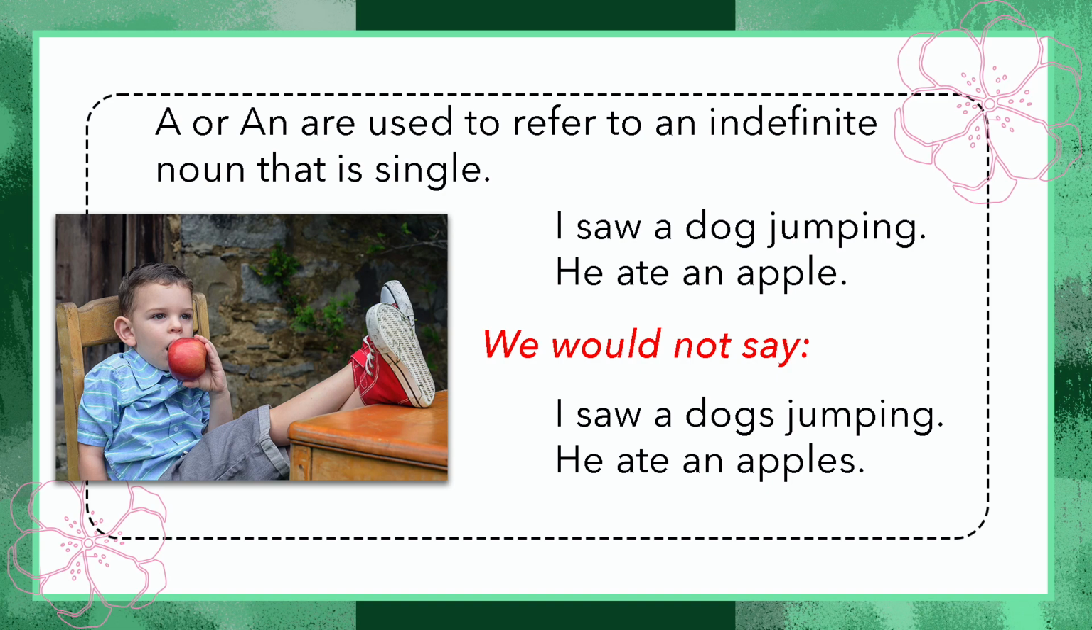A or an are used to refer to an indefinite noun that is single. I saw a dog jumping. He ate an apple. We would not say, I saw a dogs jumping. He ate an apples.